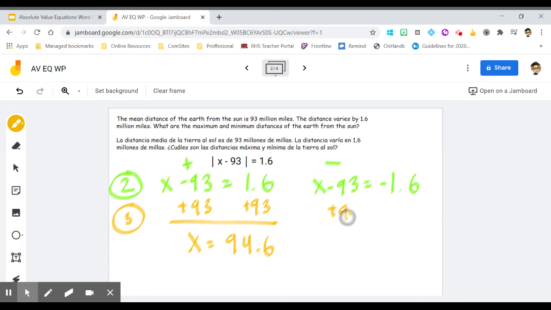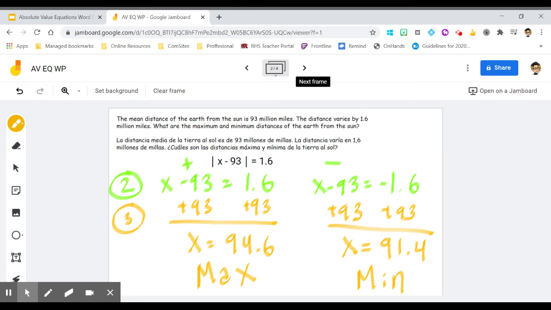And I'm going to add 93 over. And I'm going to get x is, if we put that in the calculator, I want to say that's 91.4. And again, this one's the bigger one, so it's our maximum. This one is our smaller one, so it's our minimum. And that's really all there is to it. You read the word problem, it tells you what it means, and you solve just like you did before.